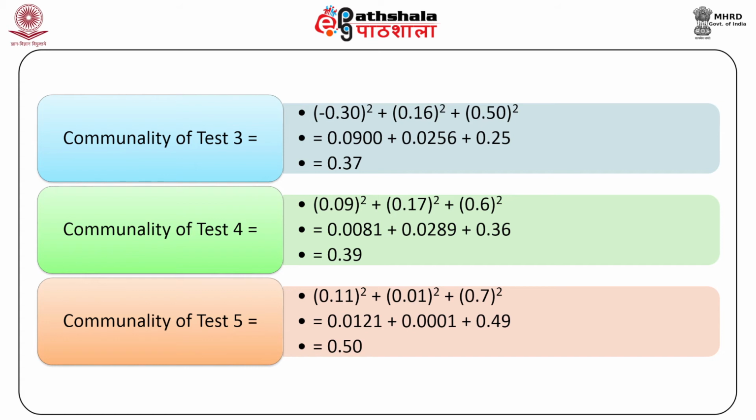Communality of test 5 is equal to 0.11 square plus 0.01 square plus 0.7 square, which is equal to 0.0121 plus 0.0001 plus 0.49, which is equal to 0.50.